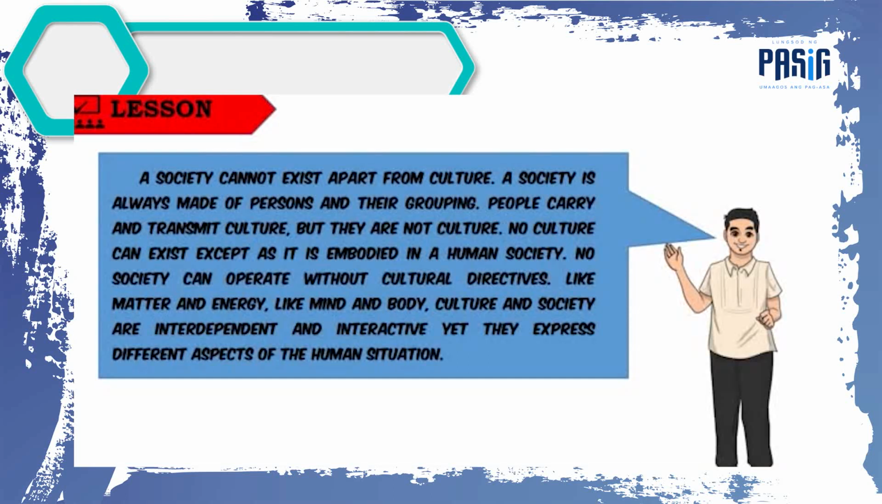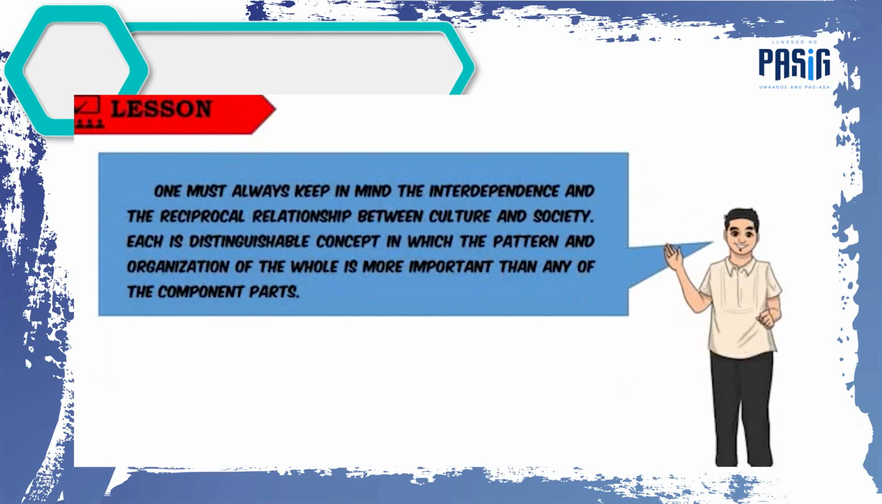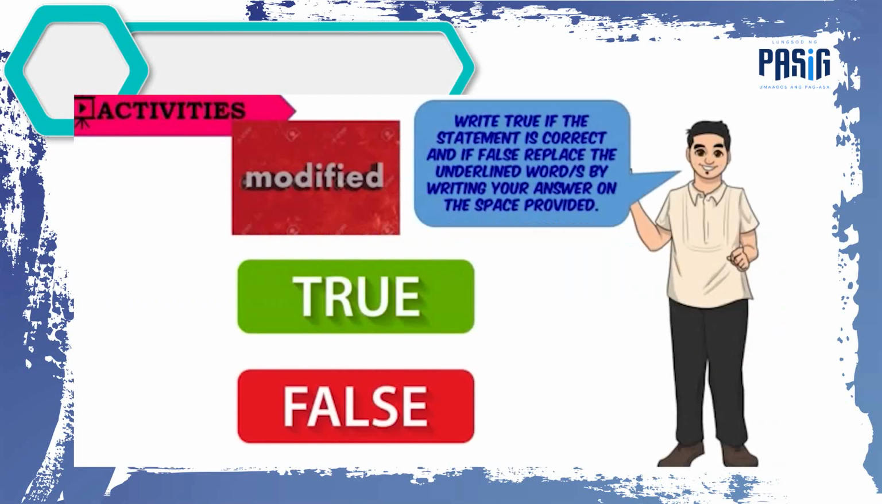Culture and society are interdependent and interactive, yet they express different aspects of the human situation. One must always keep in mind the interdependence and the reciprocal relationship between culture and society. Each is a distinguishable concept in which the pattern and organization of the whole is more important than any of the component parts. Let us now proceed to our activities.